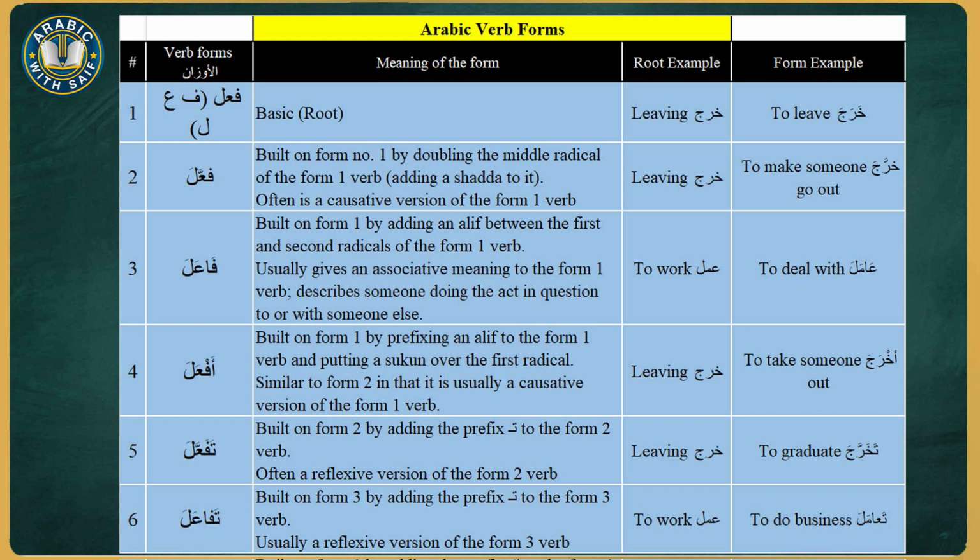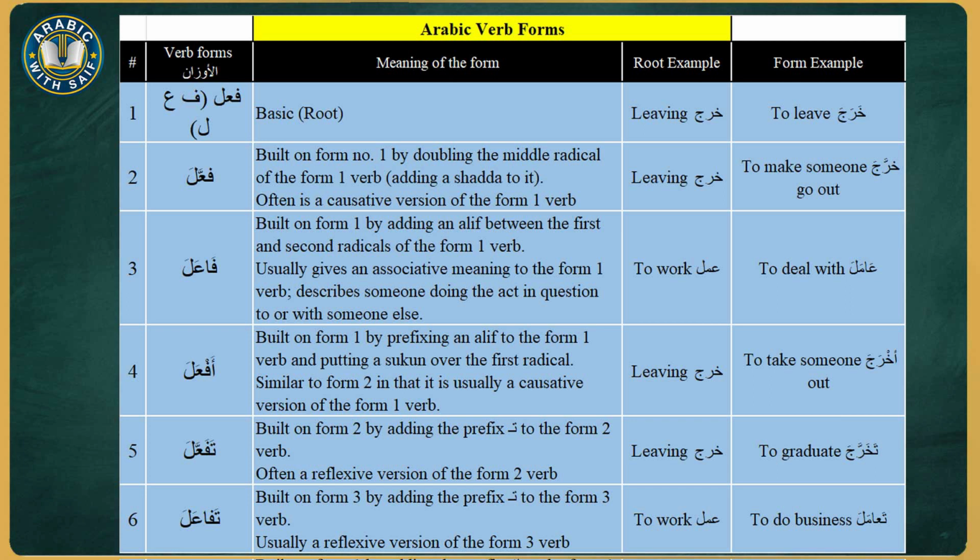The form number 3, فاعل, built on form 1 by adding an alif between the first and the second radicals of the form 1 verb, usually gives an associative meaning to the form 1 verb, describing someone doing the act in question to or with someone else. For example, the root عمل means to work. On the measure of form فاعل, عامل means to deal with.